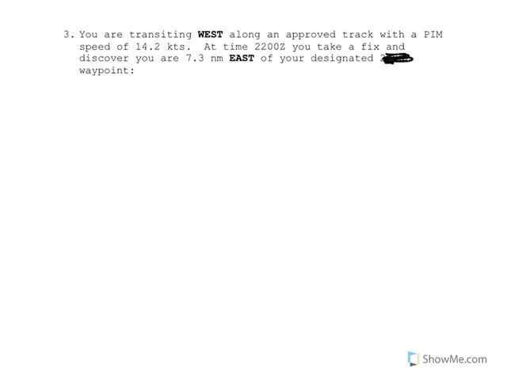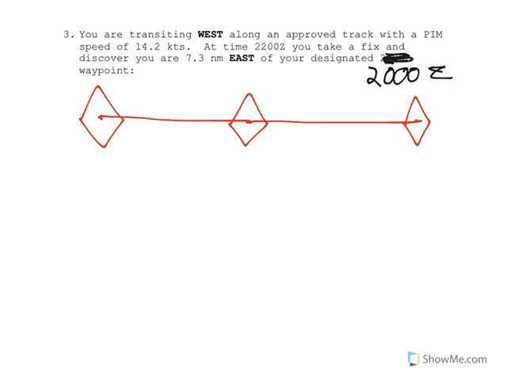So let's modify this a little bit. We'll change your designated waypoint. We'll make it your 2000 Zulu waypoint. So let's draw it out. And don't worry, this doesn't need to be to scale. We'll make the middle one your 2000 Zulu waypoint. Everything else in the problem will remain the same. You'll still be 7.3 nautical miles east of your 2000 Zulu waypoint, which will put you over here. That fixed time is still 2200 Zulu, and you're still transiting to the west.